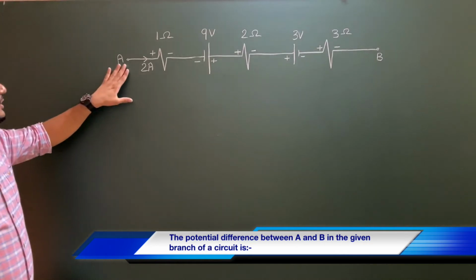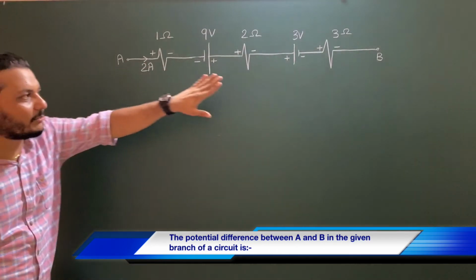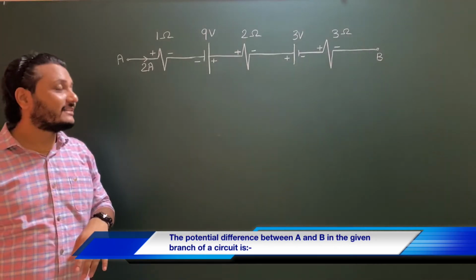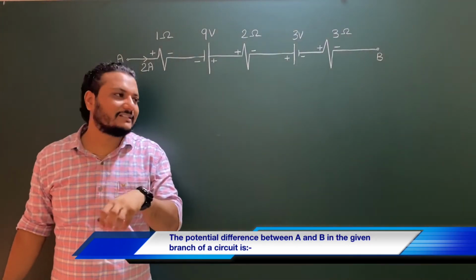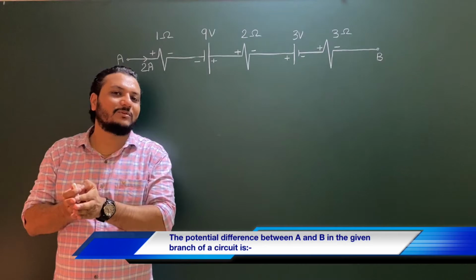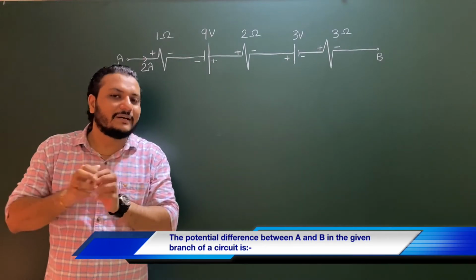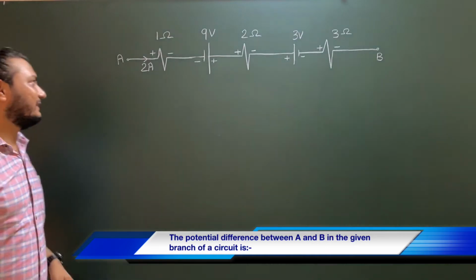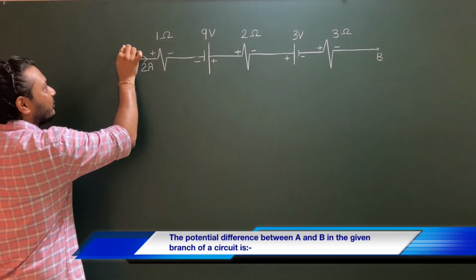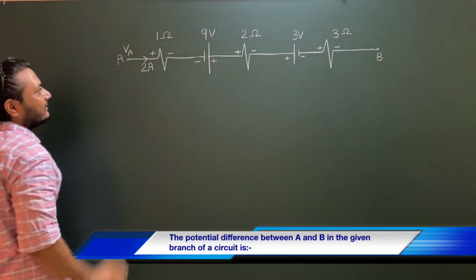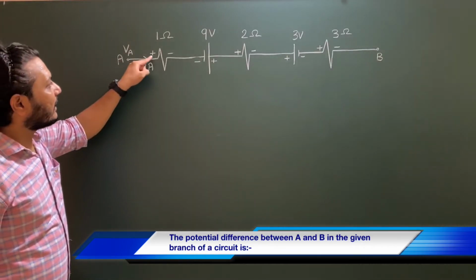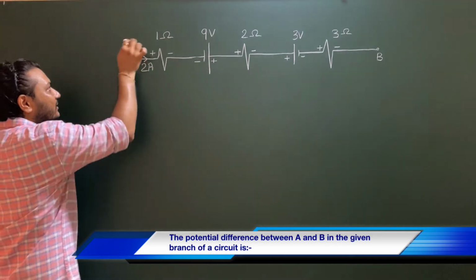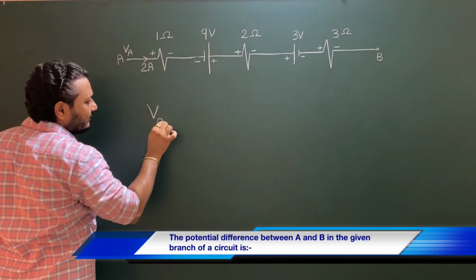Now we need to find the potential difference between point A and point B. If we apply Kirchhoff's voltage rule, generally there is a misconception among the students that Kirchhoff's voltage rule is applicable only for a closed circuit. But we can apply Kirchhoff's voltage rule for an open circuit as well. See, here if I consider the potential as VA and we are going from high potential to low potential, there is some drop. So let us write the potential of this point as VA.